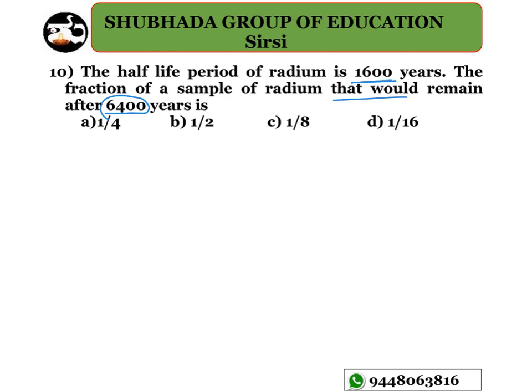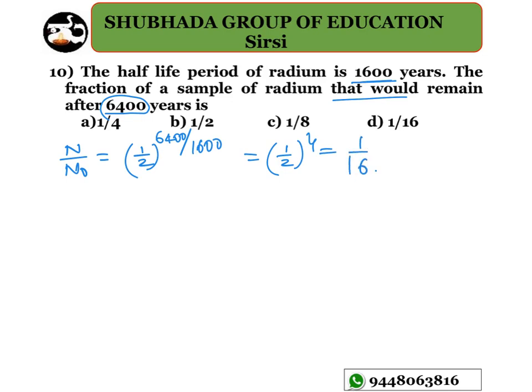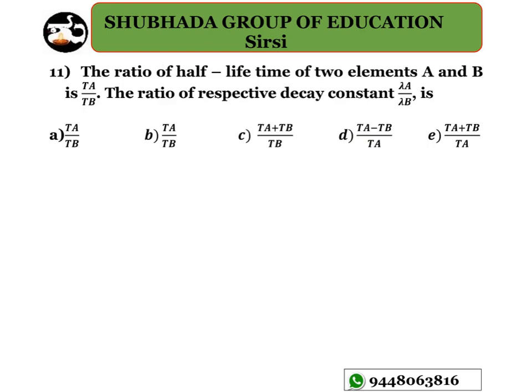So the fraction that is remaining is N by N naught, and that must be equal to 1 by 2 to the power of t by t naught. Here t is 6400, divided by the half-life, which is 1600. So it is 1 by 2 to the power of 4, which is 1 by 16. So 1 by 16 is the right answer. Option D is the right answer for this question. Move to the next problem now.